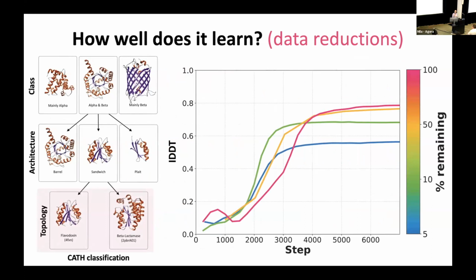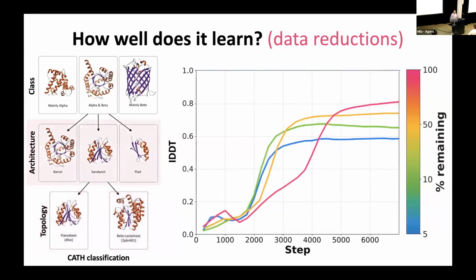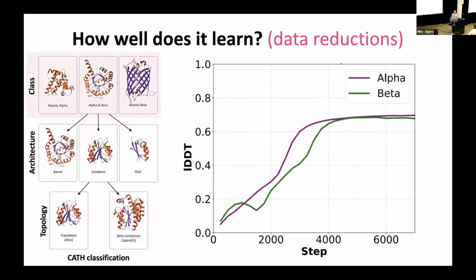Here you do see more of a hit. Not surprisingly, particularly with the blue, but again, certainly with the green, which is just seeing 10% of all topologies in the PDB, you're actually seeing a system that's more performant than AlphaFold2. And this remarkably holds for architectures, and in fact, all the way up to classes. So this to me was very, very surprising.